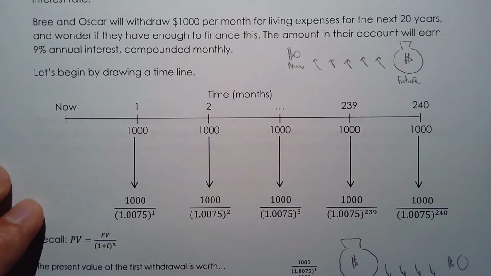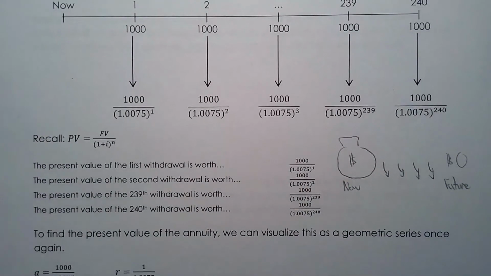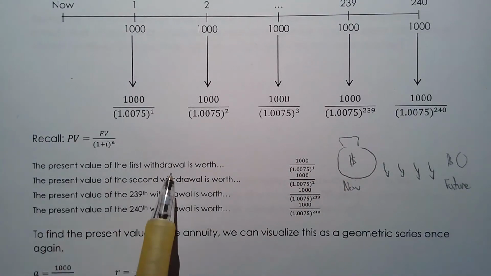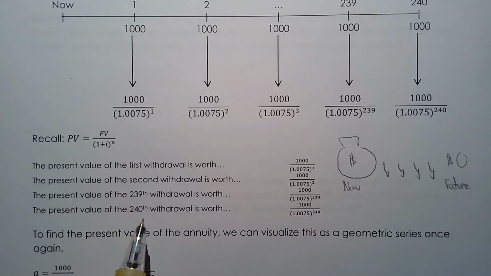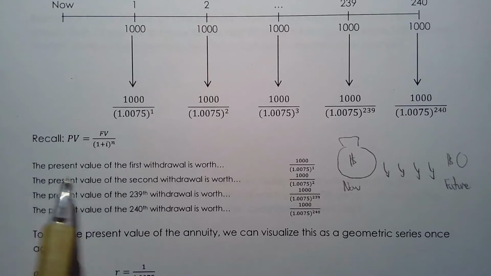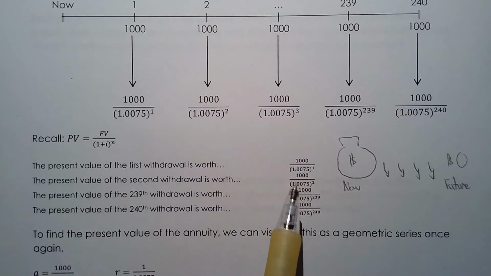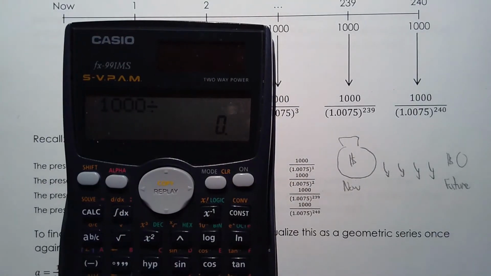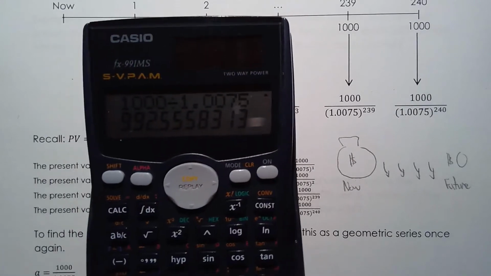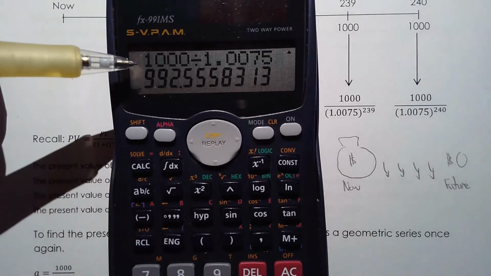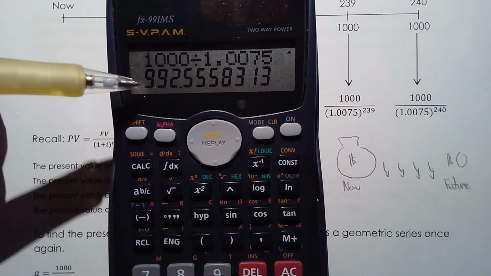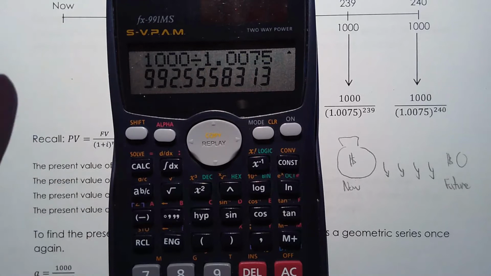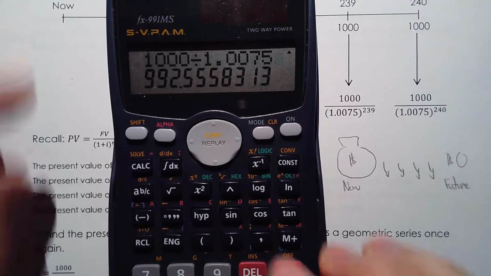Now before we talk about the geometric series, let's look at the present value of the first withdrawal and the 240th withdrawal. Which one was harder to make happen? Which one was more difficult to make happen? Well, let's find the present value of the first withdrawal of $1,000. In order to make the first withdrawal of $1,000, Bree and Oscar needed $992.56. That's very close to $1,000. Now, what about the last withdrawal?